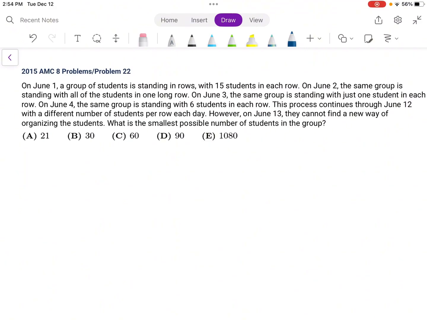Problem 22. Because the group of students stands with different number of students in each row for 12 consecutive days, therefore, the smallest possible number of the students in a group should have exactly 12 factors, and it's also a common multiple of 15 and 6.